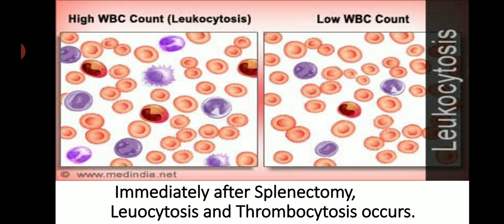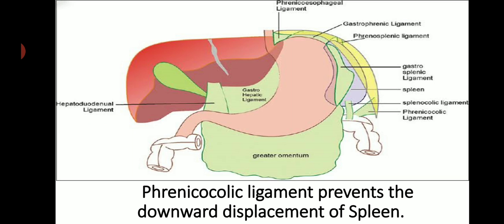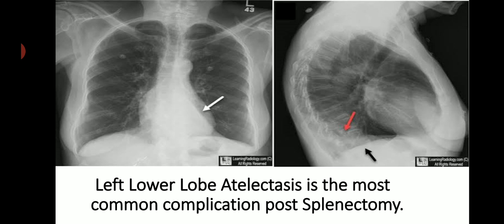Immediately after splenectomy, leukocytosis and thrombocytosis occur. Phrenicocolic ligament prevents the downward displacement of spleen. Left lower lobe atelectasis is the most common complication of splenectomy.